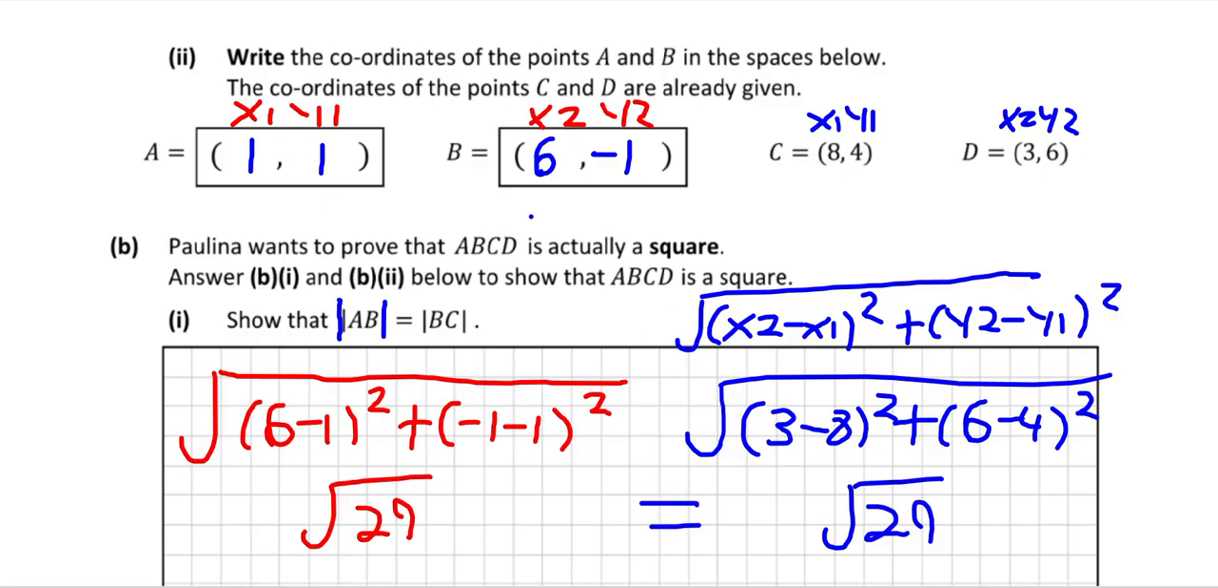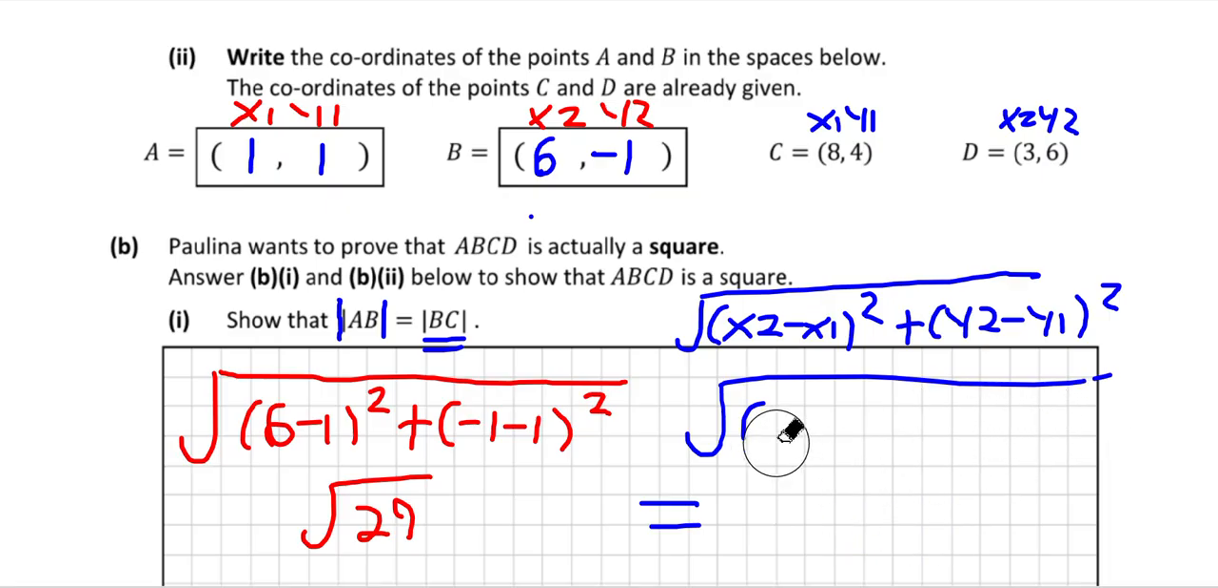Both lengths. Sorry guys, I actually did CD. I was meant to do BC, wasn't I? And oddly enough, even though I got it right, I would lose marks because I didn't do exactly what they wanted. They wanted me to do BC. So that's my fault. Thank you for that. Okay, so here it is.